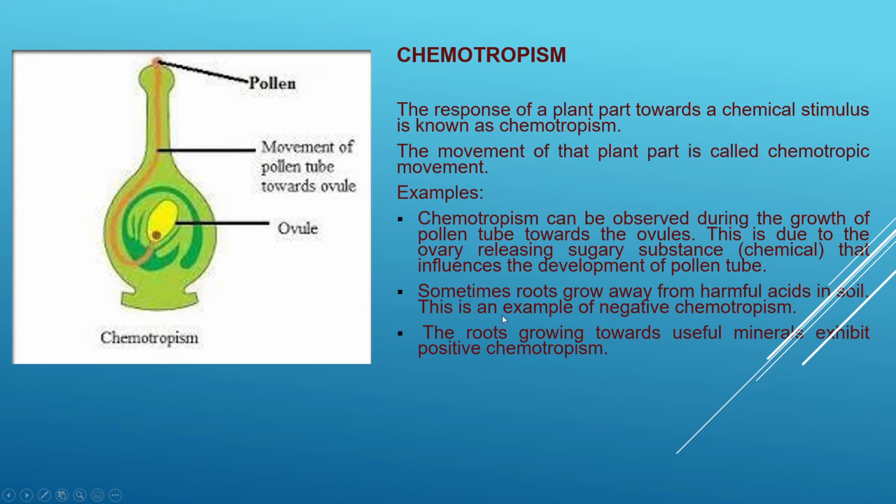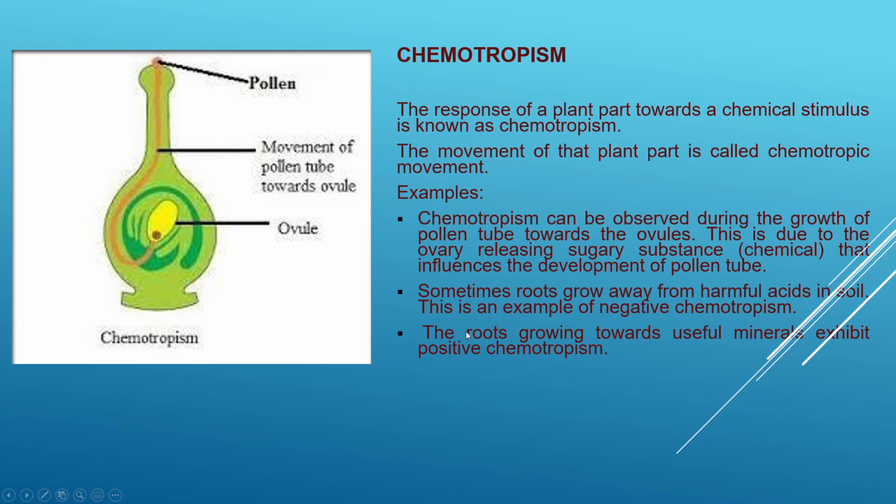And some examples are there. Sometimes roots grow away from harmful acids in soil. Within the soil there are some harmful acids, and roots want to grow away from them because these acids are very harmful for the roots. So this is negative chemotropism, not positive. The roots grow away from this.